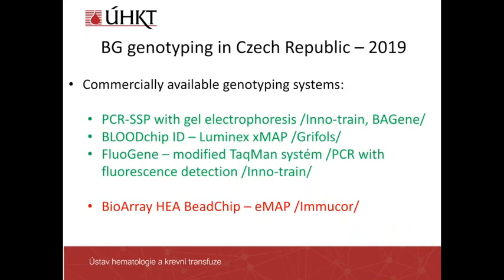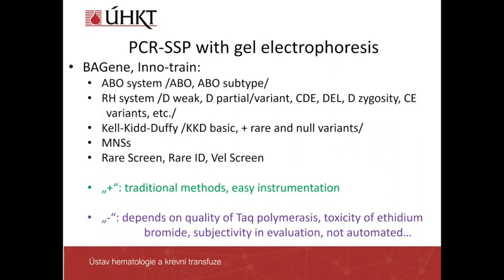Which genotyping is available these days? So we have several genotyping systems: PCR-SSP with gel electrophoresis, which is a classical one, and the new systems are Blood chip using the Luminex platform, or Fluogene, which is using fluid detection by immunofluorescence, and bioarray bead chip. I will show you shortly each of these platforms.